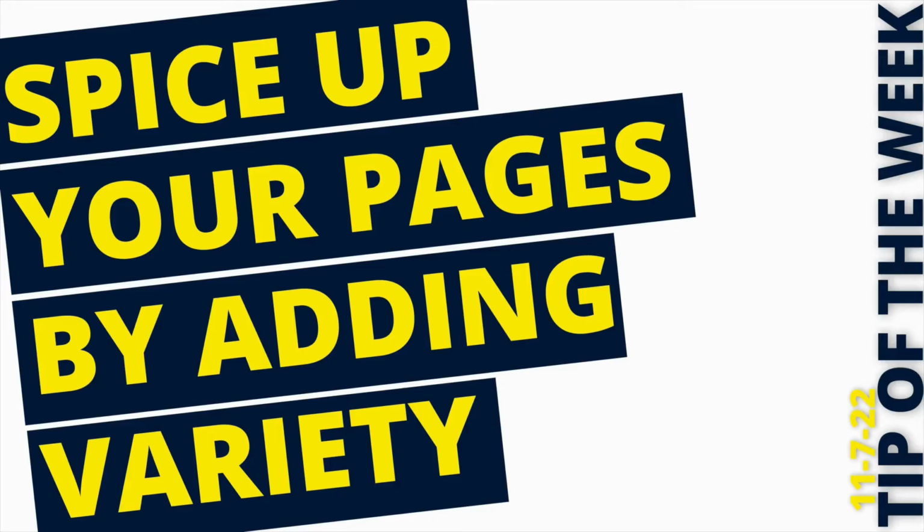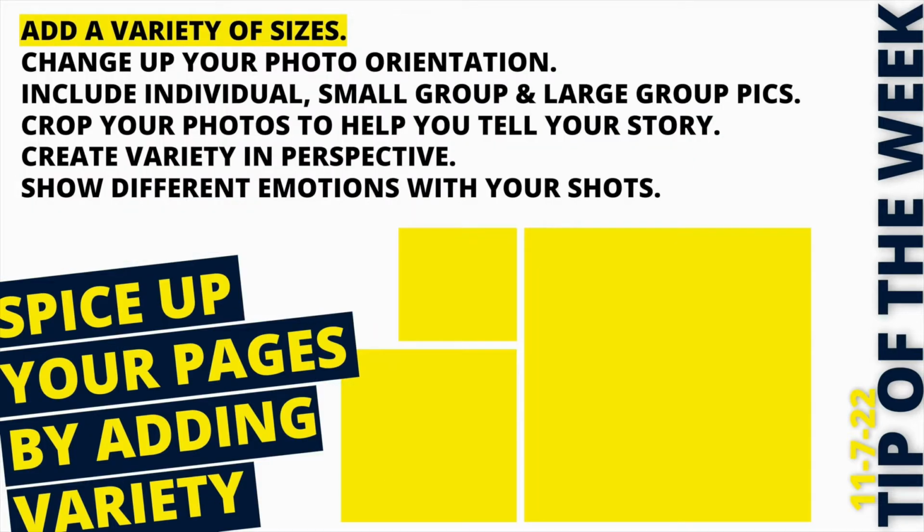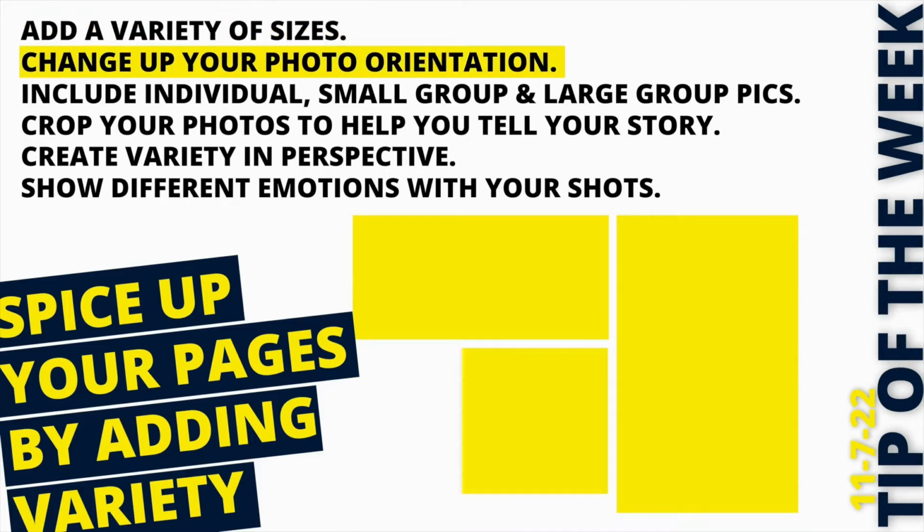Nobody wants a boring yearbook spread. So let's look at 6 ways we can add variety in our photography to change things up a bit and make them more exciting. The first thing you can do is to use a variety of photo sizes. Every photo doesn't have to be the exact same size. The second thing you can do is to create a variety in your photo orientations. Some might be portrait and taller than they are wide, while others are landscape and are wider.